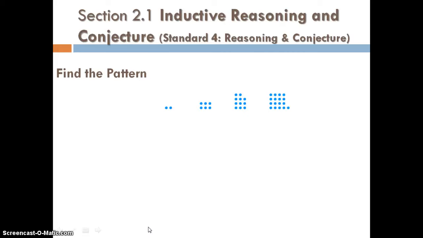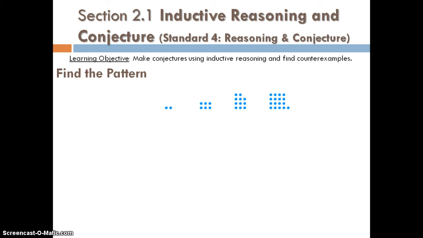Hi class, today we are going to learn about section 2.1, Inductive Reasoning and Conjecture. This goes along with Standard 4, Reasoning and Conjecture. Our objective is going to be to make conjectures using inductive reasoning and find counterexamples.